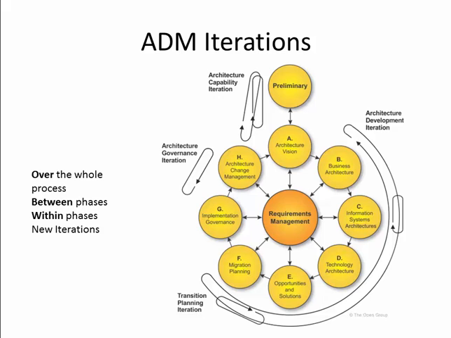So ADM iterations, this is what we are talking about. Iterations can happen anytime, anywhere. It can be over the whole process, it can be between phases, or within phases of each iteration. For example, opportunities and solutions in itself may trigger off another ADM iteration.